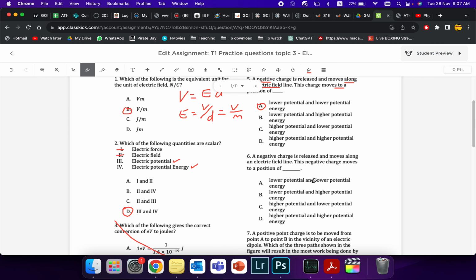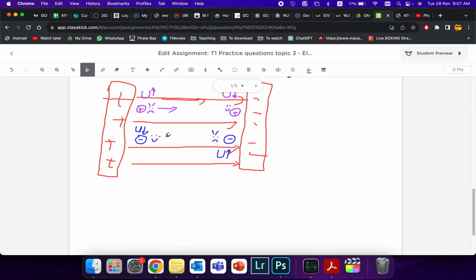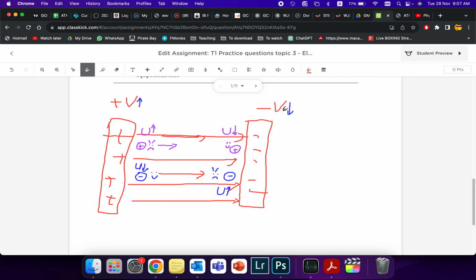Checking the next one, it says same thing, it moves along the field line, so not against, it's going in the same direction as a field line, and it moves to a position of. So, electron also moves to the right. And now you can see that he is increasing his energy, and the V, of course, is decreasing.